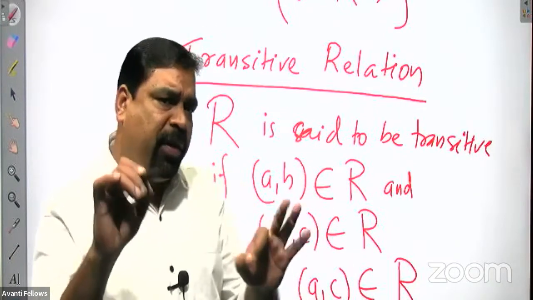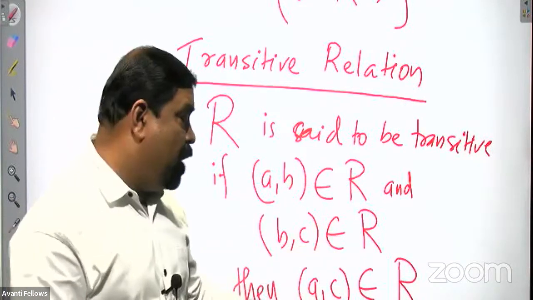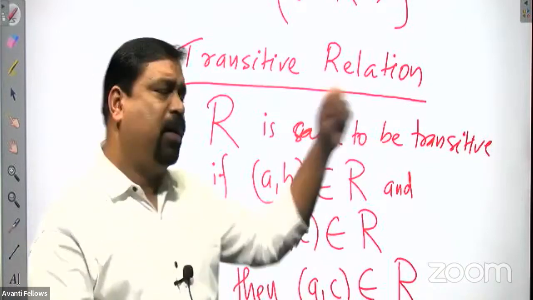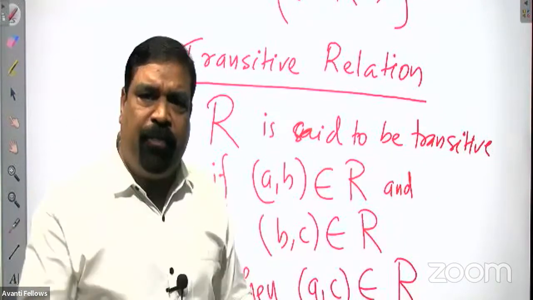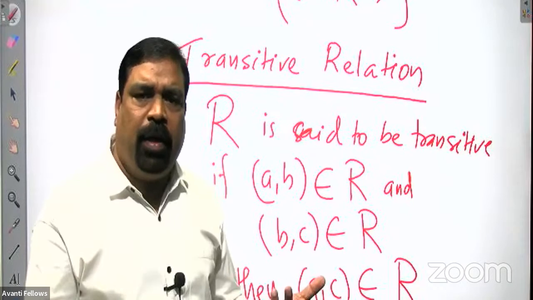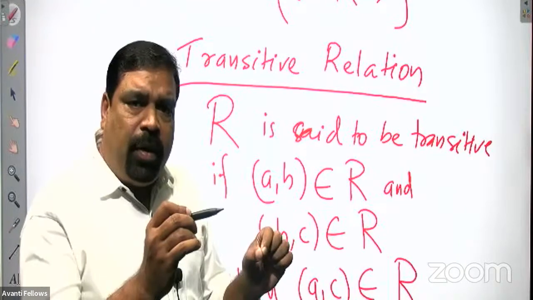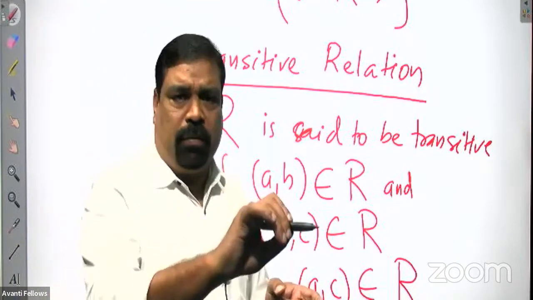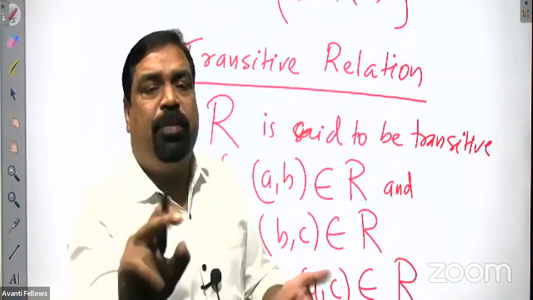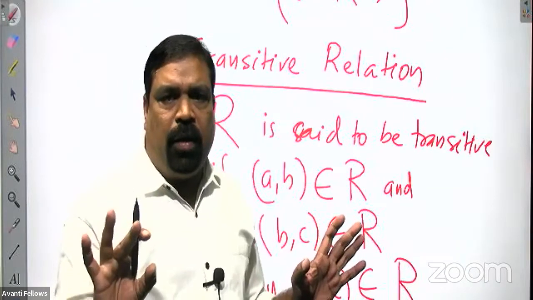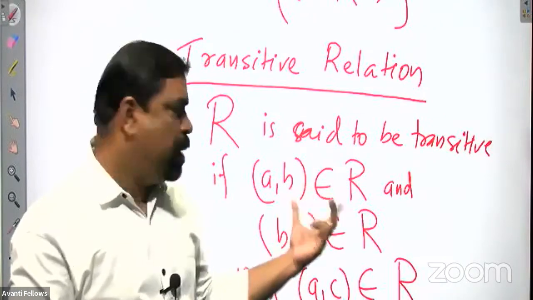And we have to be very careful with the definition. If (A, B) is there and (B, C) is there, then only we have to think about (A, C). Suppose only (A, B) is there, and there is no (B, C). Then also it is transitive only. It is not breaking our definition. The definition says that along with (A, B), suppose (B, C) is also there, then (A, C) must be there. Sometimes this definition is very confusing for some students. That's why I'm telling.